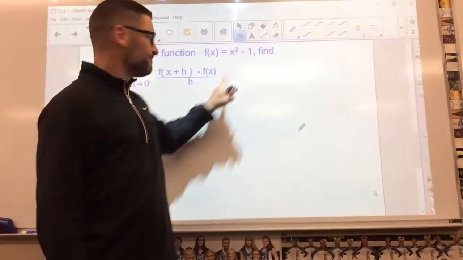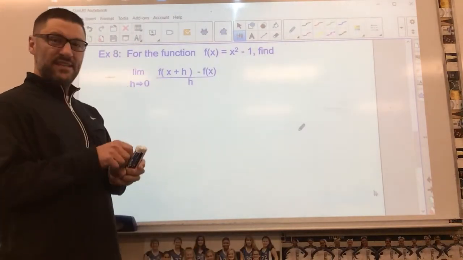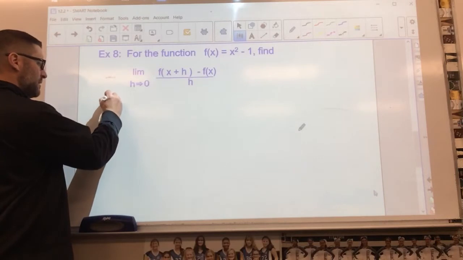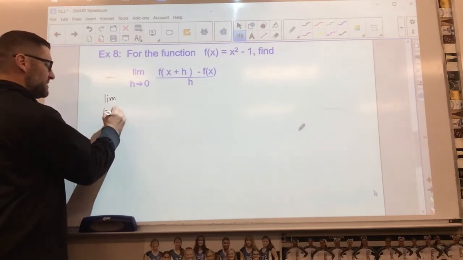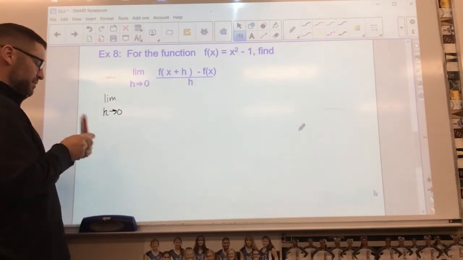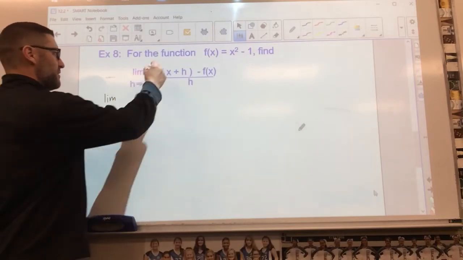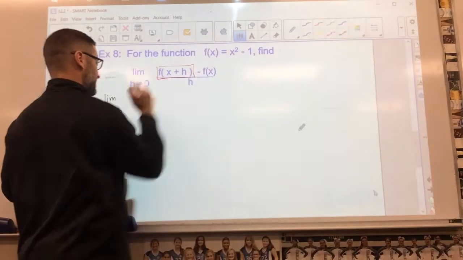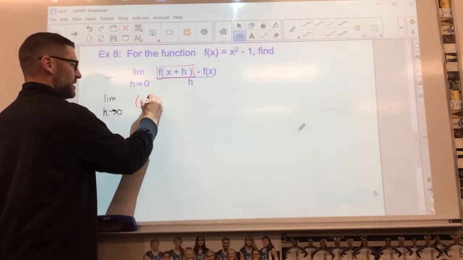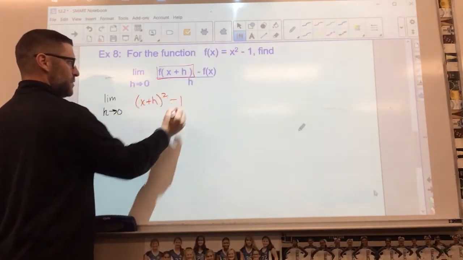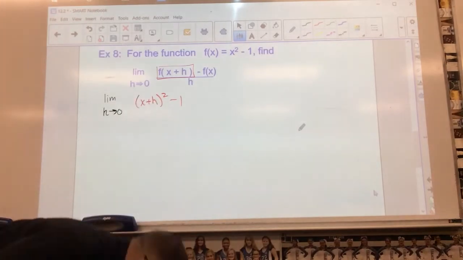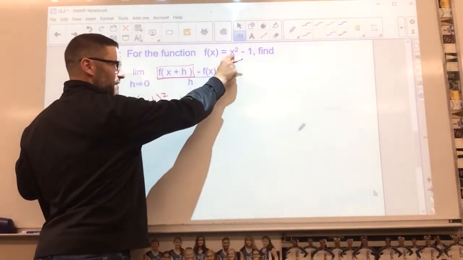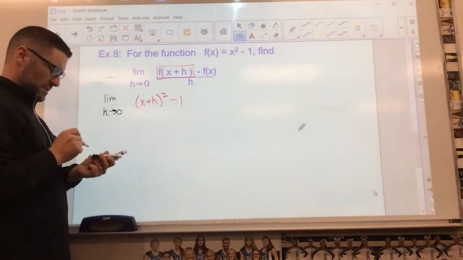We have a function, we have a formula, we have pieces of the formula. So I'm going to find the limit as h goes to 0 of f of x plus h. I'll do that in red. So I'm going to take x plus h and plug it in for the x: (x plus h) quantity squared minus 1. All I did was take the x plus h value and plug it in for that x. I got that.